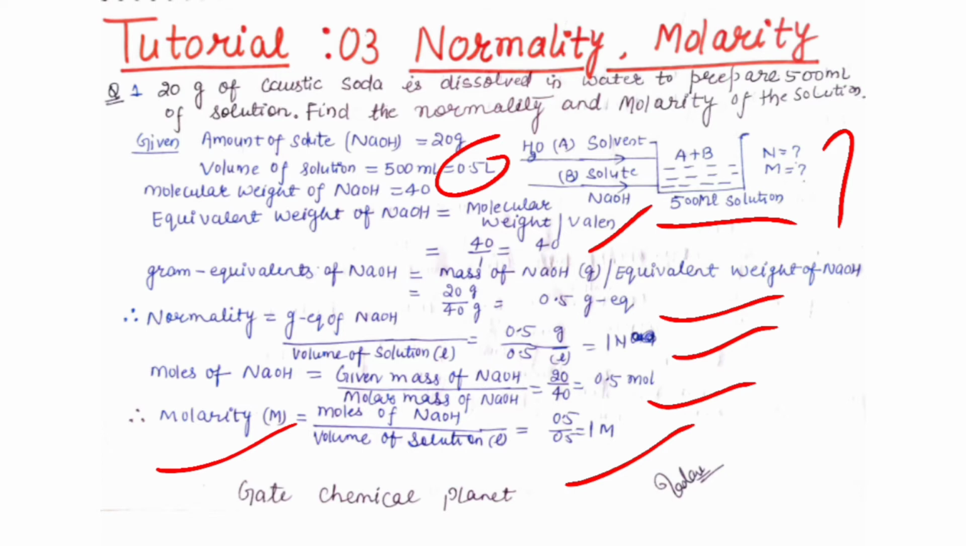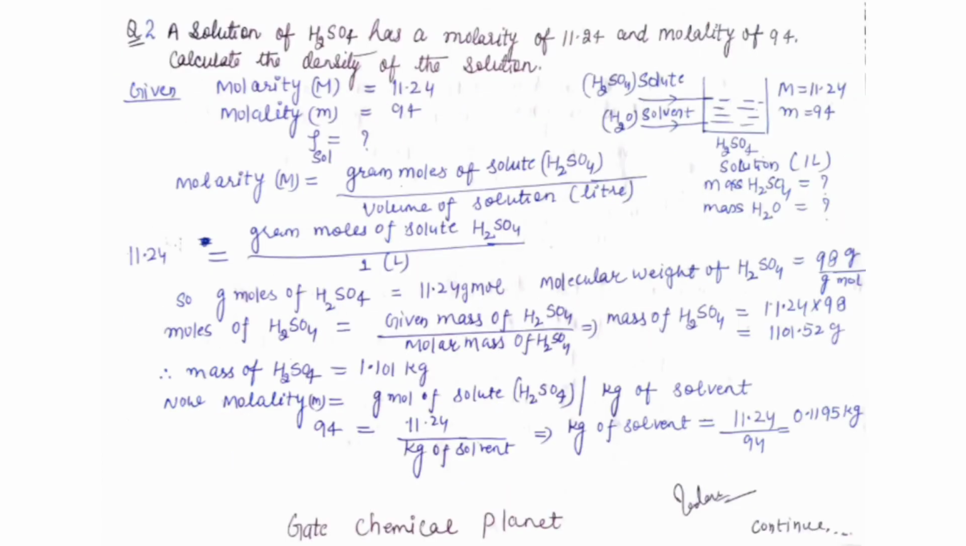Now we will move on to the next question: a solution of H2SO4 has a molarity of 11.24 and a molality of 94.